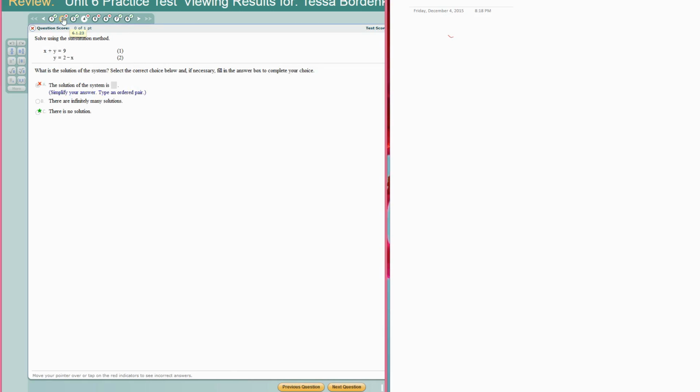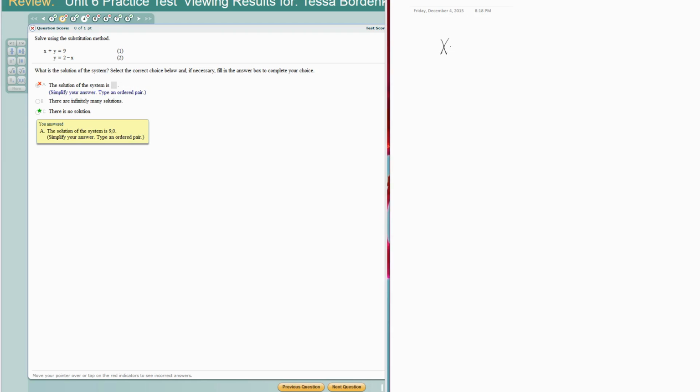The second one says solve using the substitution method. It looks like you had 9, 0. But they're saying there is no solution, so let's go ahead and check that. Now using the substitution method, and then I'll show you how you also could have done it on the calculator.